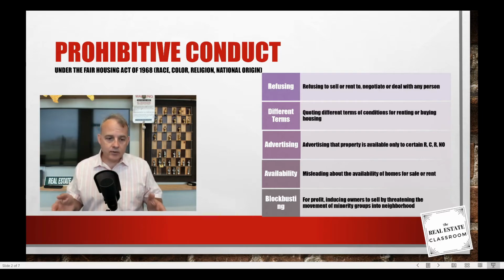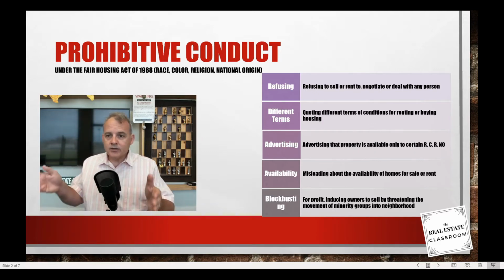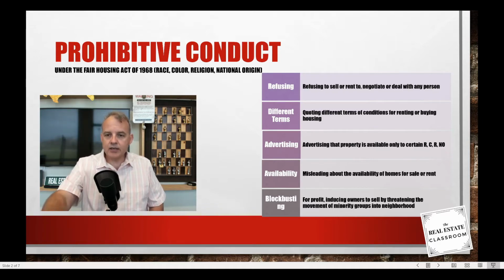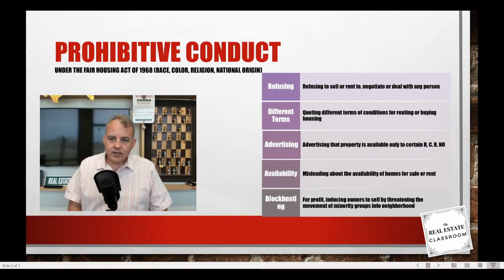So let me give you an example. Let's say that I owned an apartment community and I said, well, white applicants, or white tenants, you only have to pay $500 a month, but African Americans or Catholics or Native Americans or brown skinned people, it's $600 a month. That would be treating somebody unfairly based on their membership in one of those four protected classes based on the 1968 law.